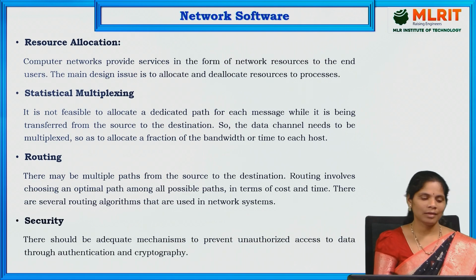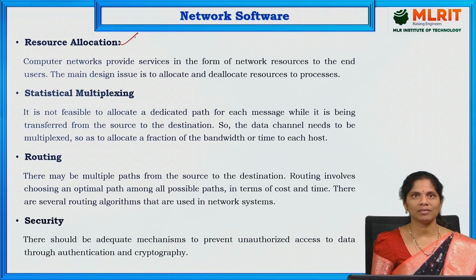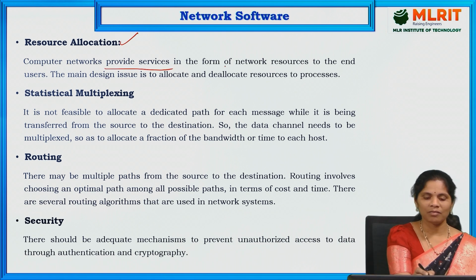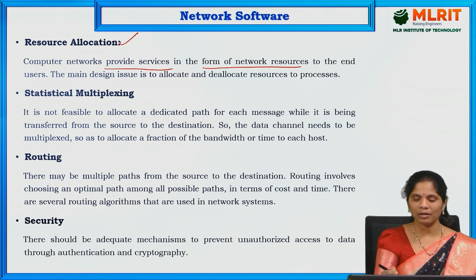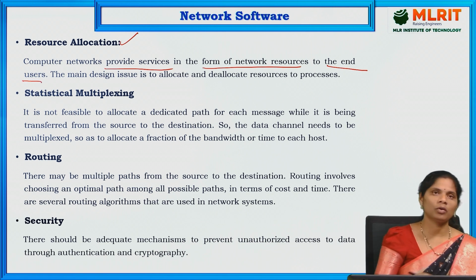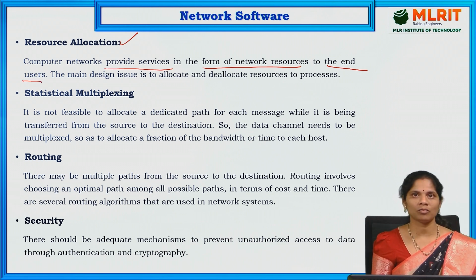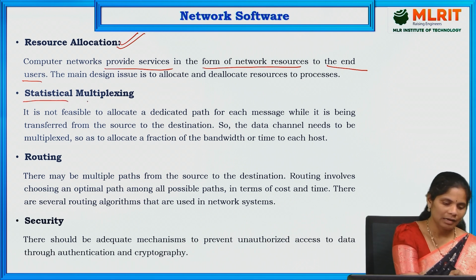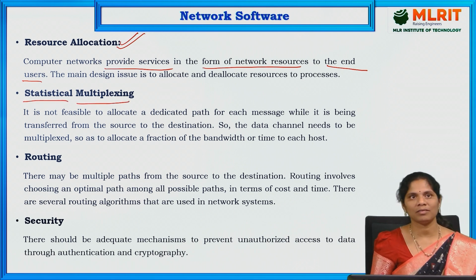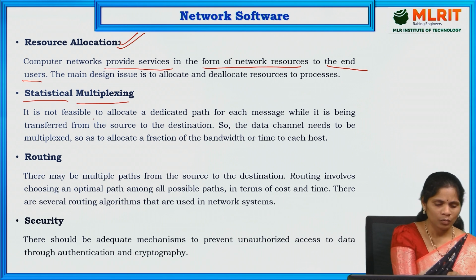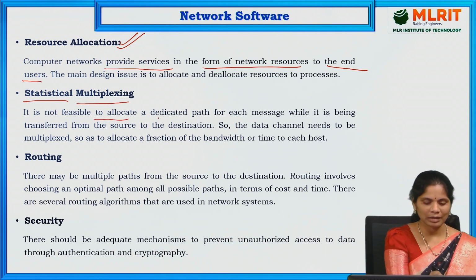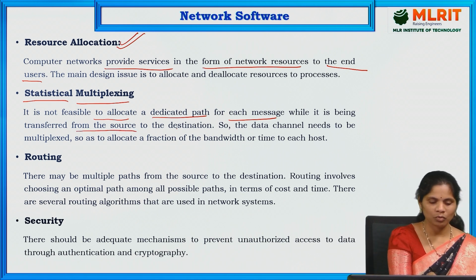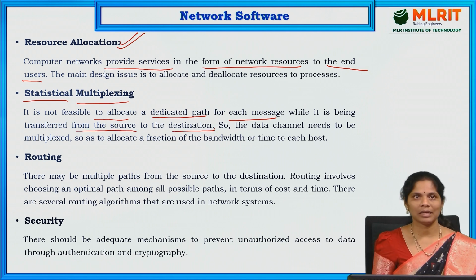And next one is resource allocation. It is also one of the design issues in network software, meaning how to provide the services in the form of network resources to the end users. How you are going to allocate and deallocate the resources to the processes is nothing but resource allocation. And next one is statistical multiplexing. It is also one of the design issues. It is not feasible to allocate dedicated paths for each message while it is being transferred from source to destination. That is nothing but statistical multiplexing.